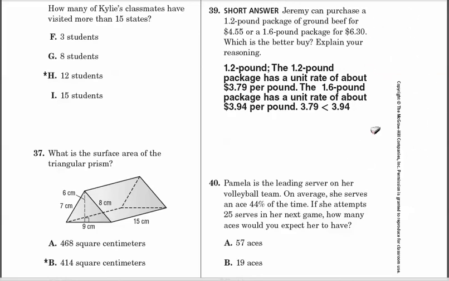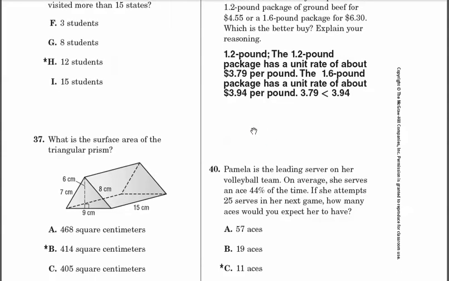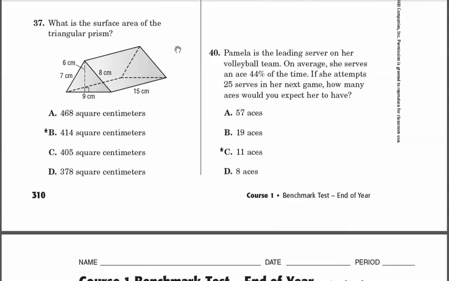Okay, on number 37, we are going to find the surface area. In this case, I've got a triangular prism. That means that the base is 2 triangles. There's 2 of them.